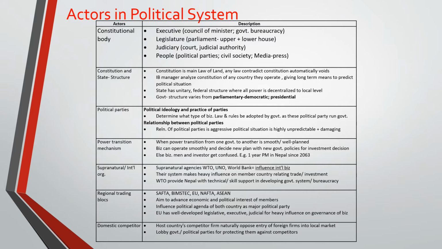Next actor is supranational or international organizations, where agencies like WTO, UN, World Bank influence international business. Their system has a heavy influence on member countries relating to trade and investment. WTO provides Nepal with technical and skill support in developing the government system and bureaucracy. Next we have regional trading blocs, where SAFTA, BIMSTEC, EU, NAFTA, ASEAN play an important role.